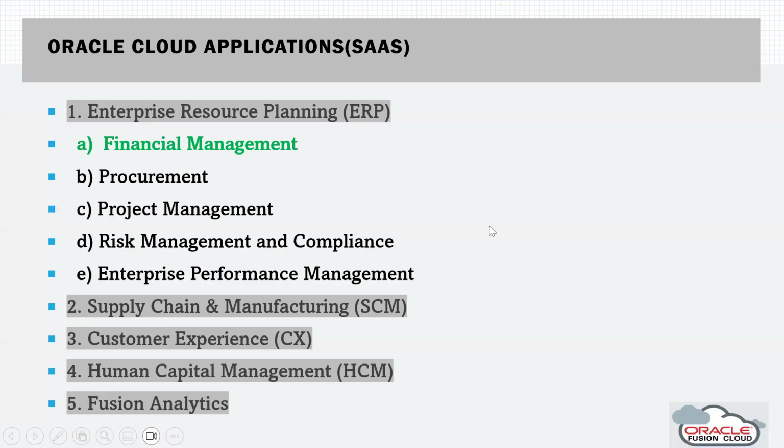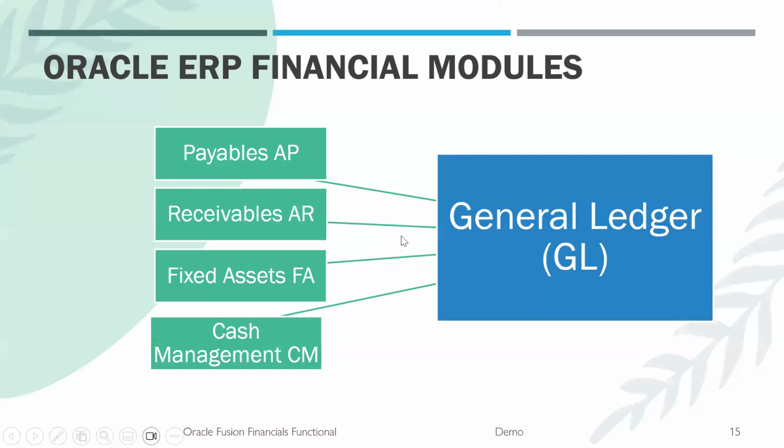We are going to cover everything under ERP, enterprise resource planning. You can see the financials module, procurement, project. These are all ERP applications. Under that, we are going to cover financials management, which includes 6 modules: general ledger, payables, receivables, fixed assets, cash management, and expenses, which comes under the payables module. In receivables we have advanced collections, but as of now we will cover the expenses module under AP.